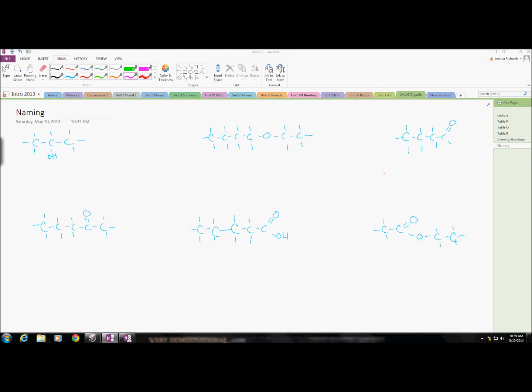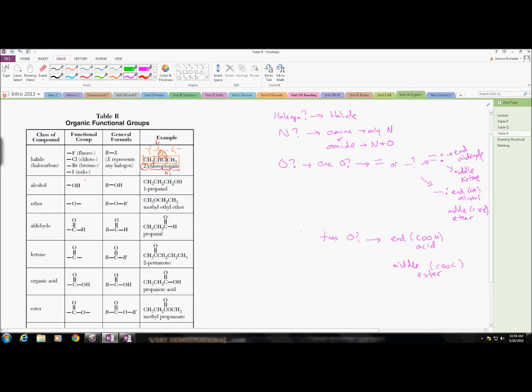Now I want to spend some time using reference table R to name molecules. So your first step is going to be to pick out which class of compound you have. Hopefully you watched the lecture on reference table R so you know how to do this. So the first one, 1 oxygen single bonded on OH on the carbon. So 1 oxygen is an alcohol, ether, aldehyde, ketone, single bond leaves me with alcohol and ether. OH means it's an alcohol.